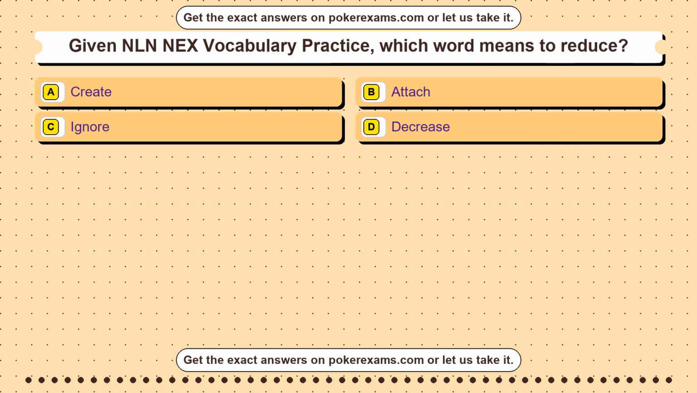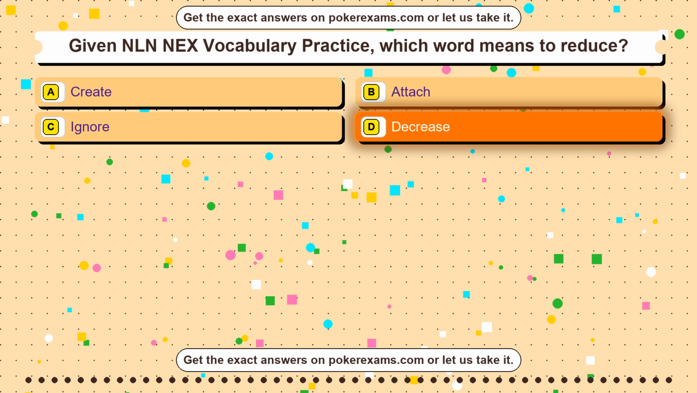Question 38. Given get test prep, which value equals 5 superscript 2? Option A, 25. Option B, 52. Option C, 7. Option D, 10. The correct answer is option D.